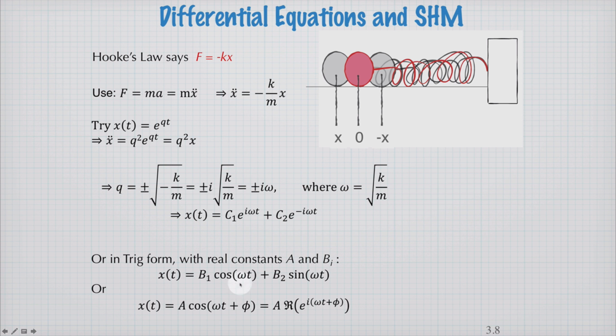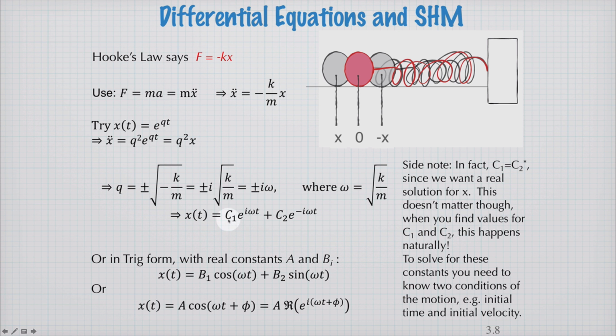Now, these solutions with b1, b2 and A are all real. Here c1 and c2 are complex, and so you might be worried that this whole function turns out to be a complex number, which is odd given that x should be real. Well, don't worry, because c1 and c2 are actually complex conjugates of one another, and that comes out naturally when you substitute in real initial conditions. When you solve for c1 and c2, they just come out to be the complex conjugate of each other.